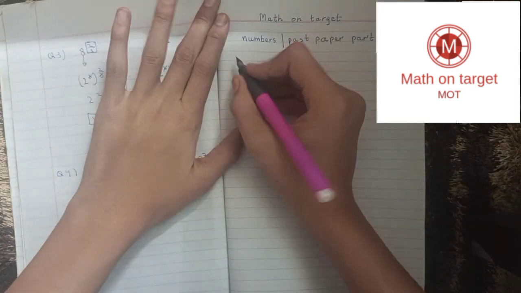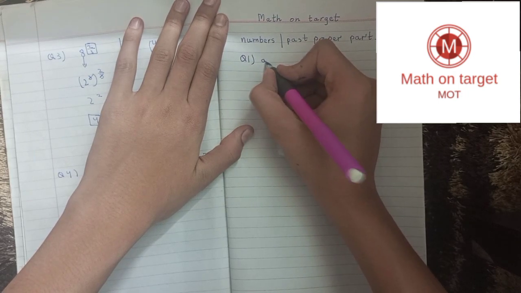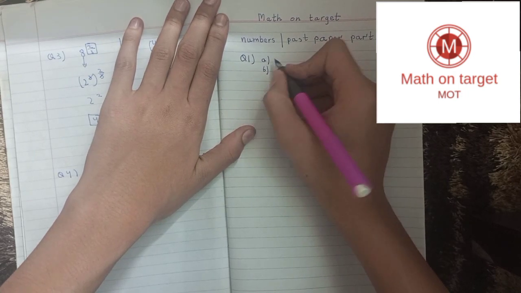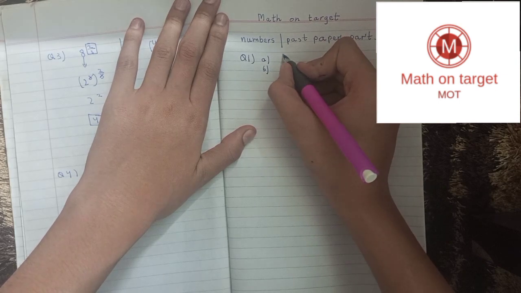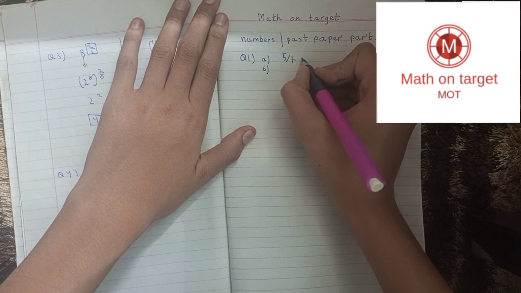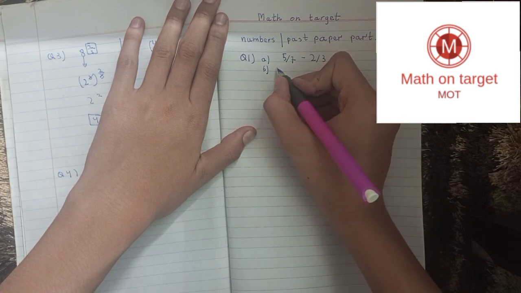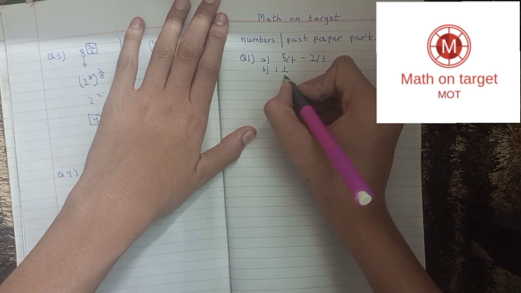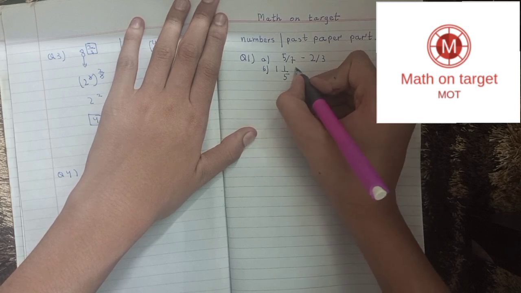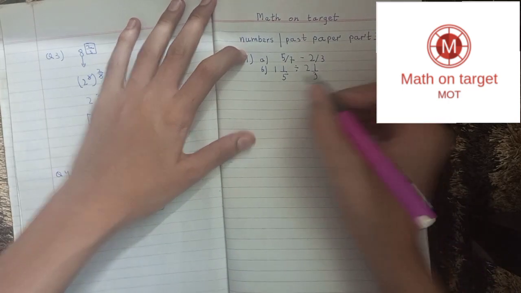So now question number 1, which covers two parts, A and B. Part A says 5 upon 7 minus 2 upon 3. And part B says 1 whole 1 upon 5 divided by 2 whole 1 upon 3. So firstly we'll solve the first part.